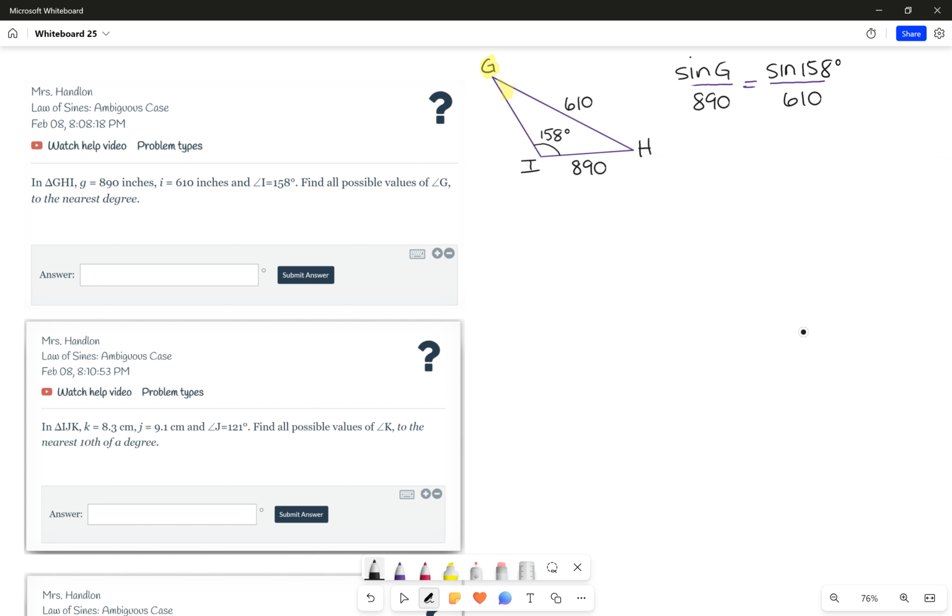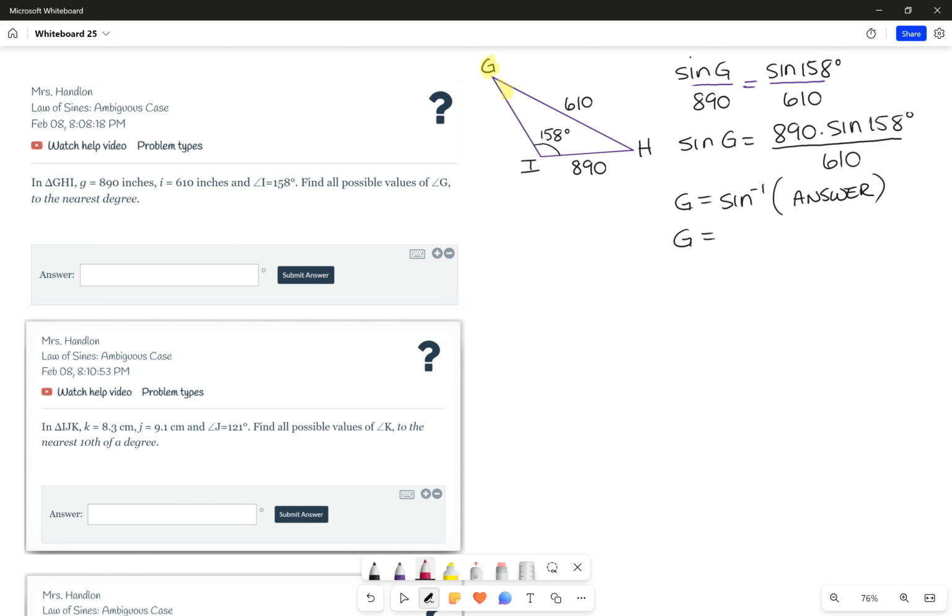So in order to solve for sine G, what I'm going to type into the calculator is alpha y equals, and I'm going to cross multiply the 890 and the sine 158. So 890 times the sine of 158 degrees, and you don't have to put the parentheses actually. I think the calculator puts it for you, but let's just write it the way we see it. 158 divided by 610. And then once you get that answer, your angle G is going to be the sine inverse of whatever that answer was. And you just use that answer button on the calculator so that you don't have to type everything out. So let me go find that answer for us.